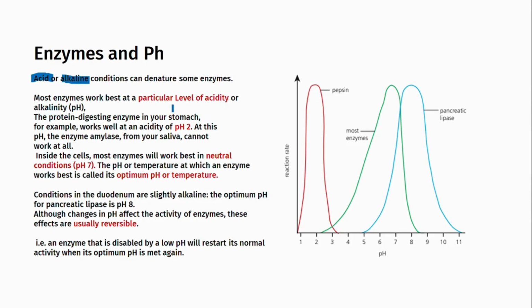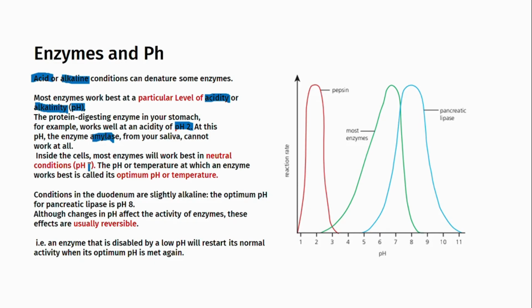You can call it acidity and you can call it alkalinity, or you can just simply say that it is pH. The protein digesting enzyme in your stomach, for example, will work at an acidity of pH 2, which is very acidic. At this pH, the enzyme amylase from your saliva cannot work. Amylase is found in your mouth, and in your stomach you can find, I guess, pepsin.